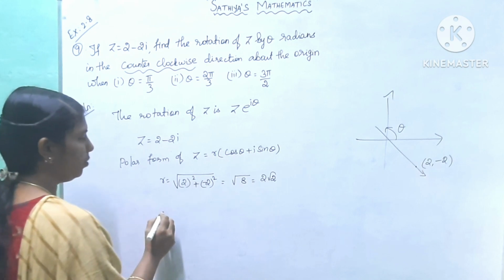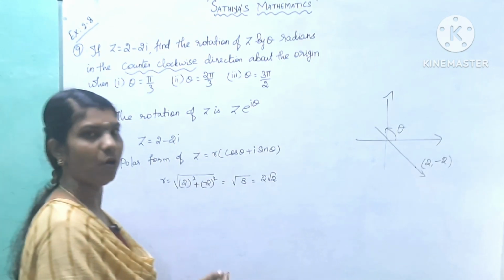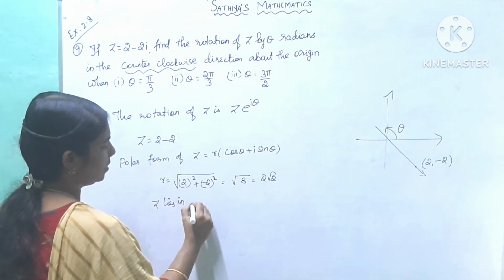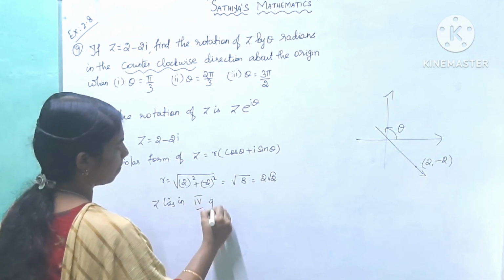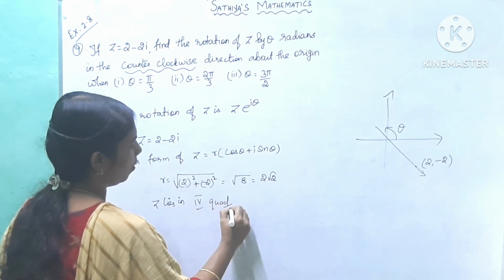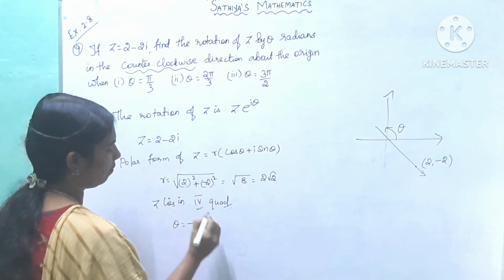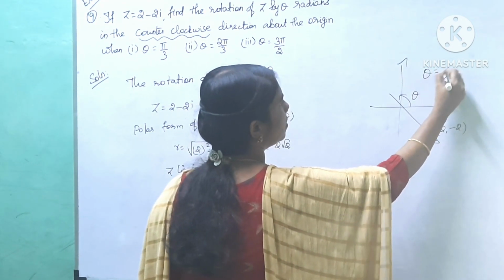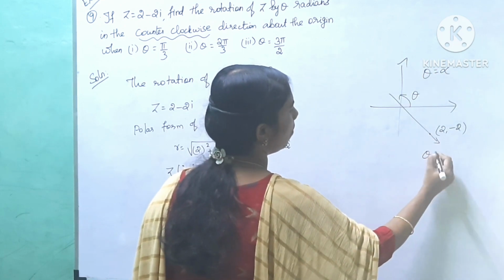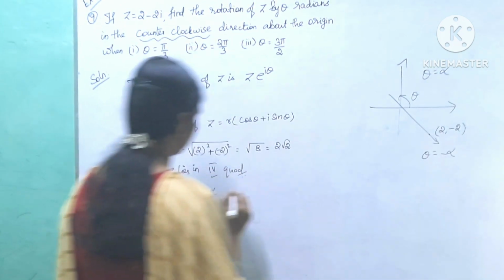Then in order to find theta, what do we find first? We find alpha. Z lies in the fourth quadrant. Since it is in the fourth quadrant, theta will be equal to minus alpha. In the first quadrant theta is equal to alpha. In the fourth quadrant it is the opposite: theta is equal to minus alpha.